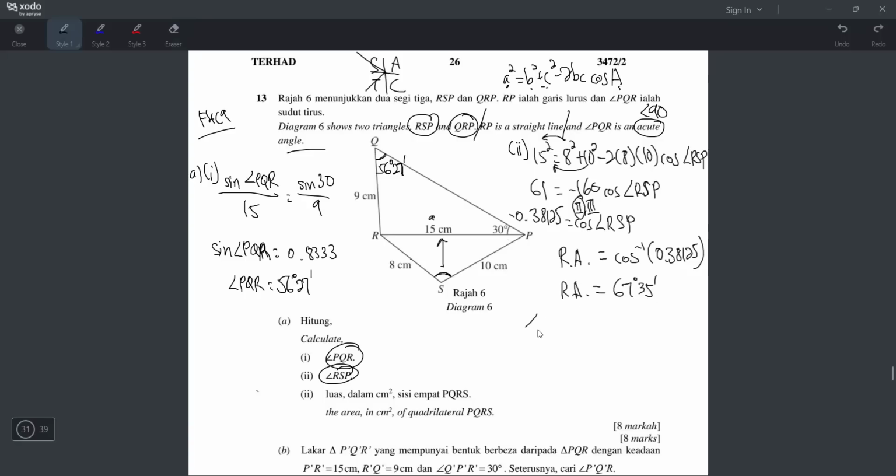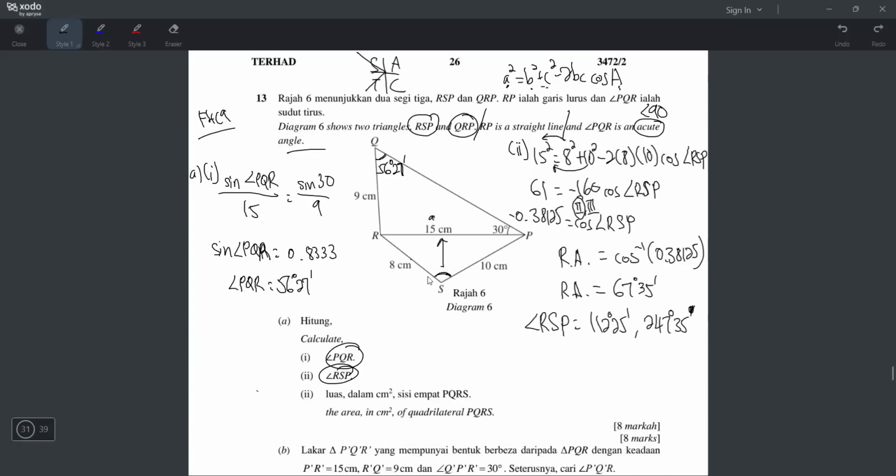To get the real angle RSP, you need to take 180 minus the reference angle and 180 plus the reference angle, because that's how you convert to quadrant 2, quadrant 3. So to get quadrant 2, 180 minus, you dapat 112 degree, 25 minutes. And then to get the quadrant 3 is 180 plus the reference angle, which is 247 degree 35 minutes. But I know I will reject this, because takkanlah angle sini 247, takkanlah ini 200 lebih.